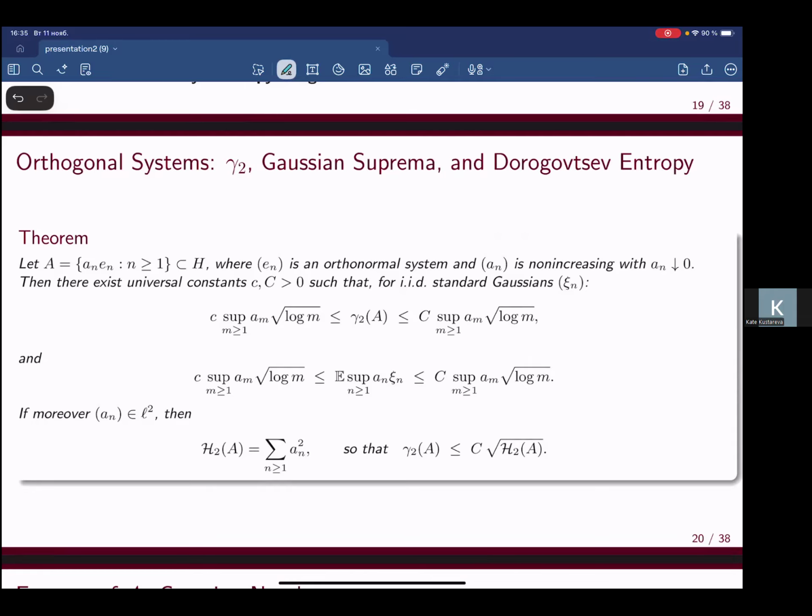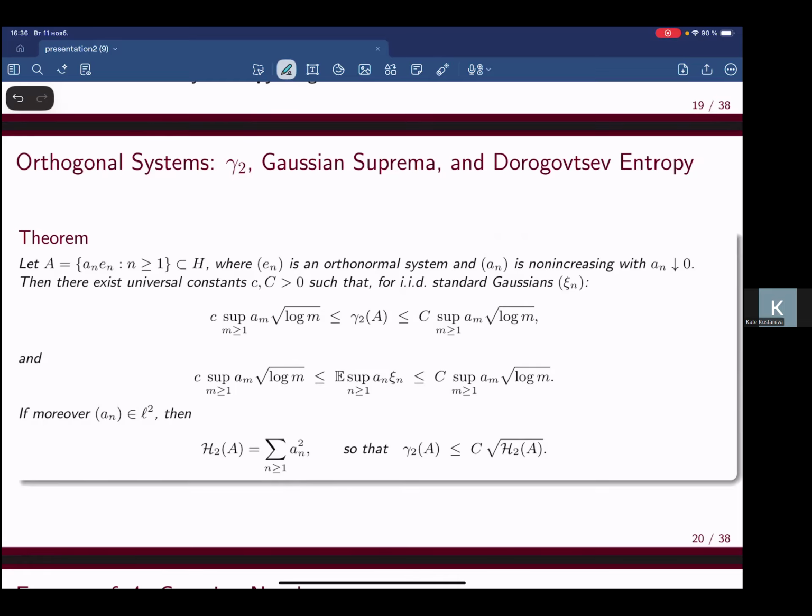Then there exist universal constants c and C greater than zero, such that for independent standard Gaussian random variables xi_n, we have the following bounds. So c times the supremum over m of a_m times the square root of log m is less than or equal to gamma 2 of A, and gamma 2 of A is less than or equal to C times the same supremum.